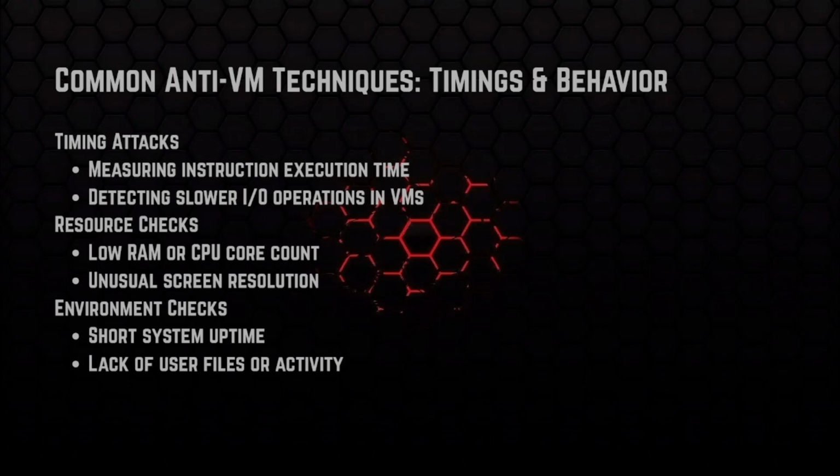And again, as I said, it's measuring the instruction time, execution time, then detecting slower input output operations. Usually VMs are really slow, even if you allocate an equal amount of RAM, but still it can be slow at many points. So with that we can also conclude that we are in a virtual machine. And the resource checks, again, like low RAM or CPU core count. And the other part is the unusual screen resolution. Generally sandboxes have a different screen resolution as compared to normal system resolutions. So that's one other check here.